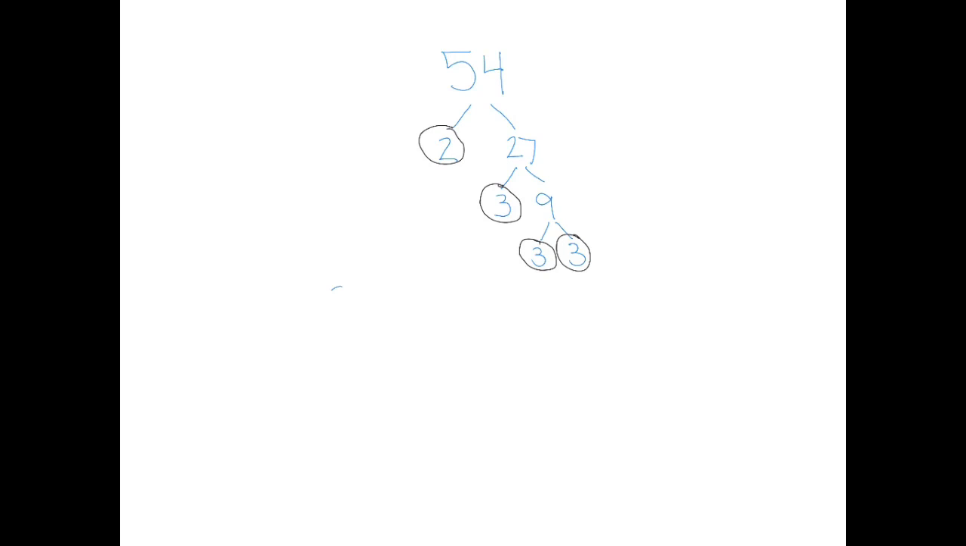Then I write out my prime factorization just like I did last time. And I got the exact same thing. 2 times 3 times 3 times 3, which simplifies to 2 times 3 to the 3rd power. Now it's your turn to try. So you are going to try finding the prime factorization of 72.